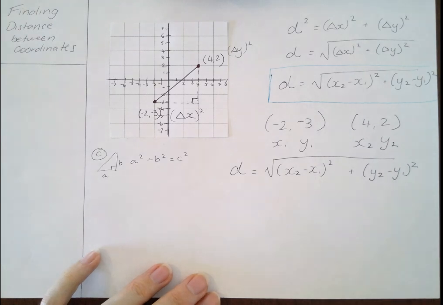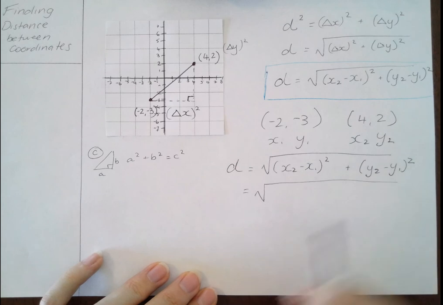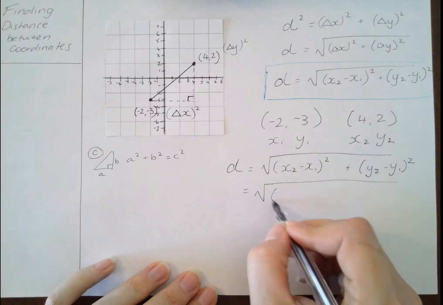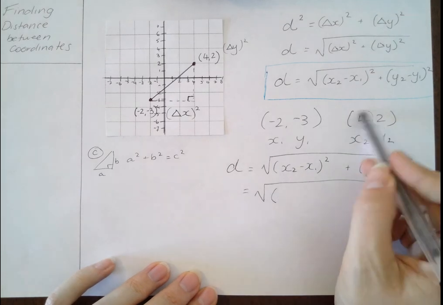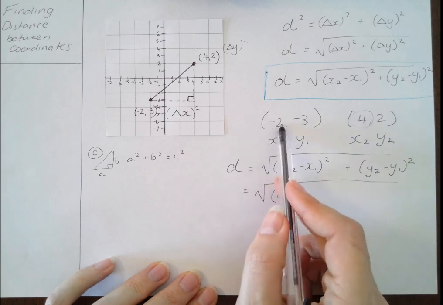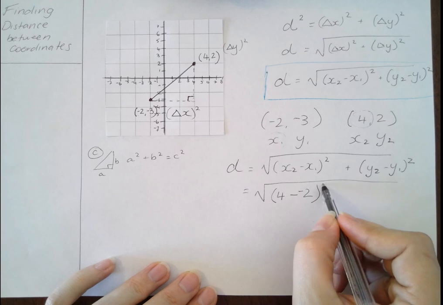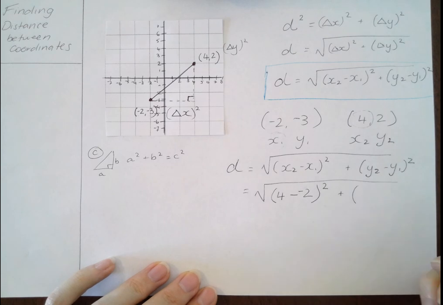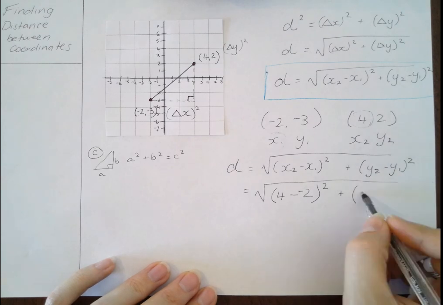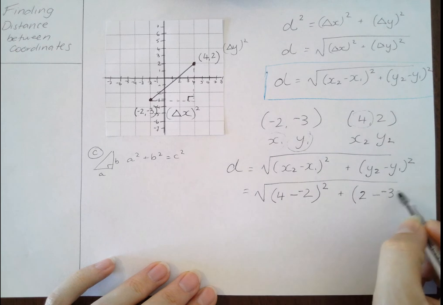Okay? Slow and steady, every point at a time. So here's our long square root sign. Our x2 point is 4. So in it goes 4, take our x1 point of -2. See how I've got the take and the negative sign in there? We need to include them both. All right, our y2 point is 2. We are taking off our y1 point of -3 and squaring them.